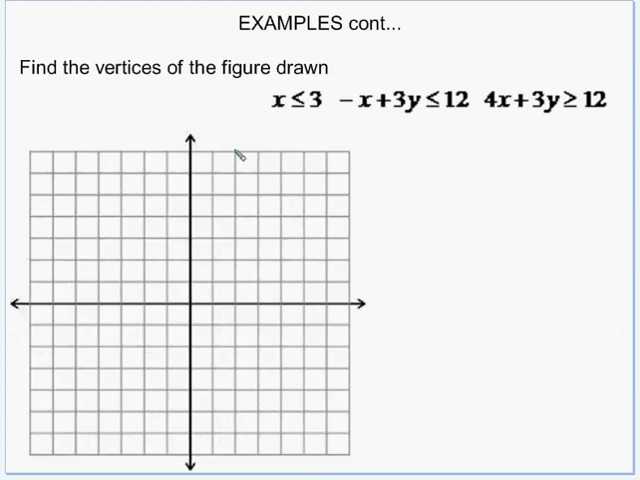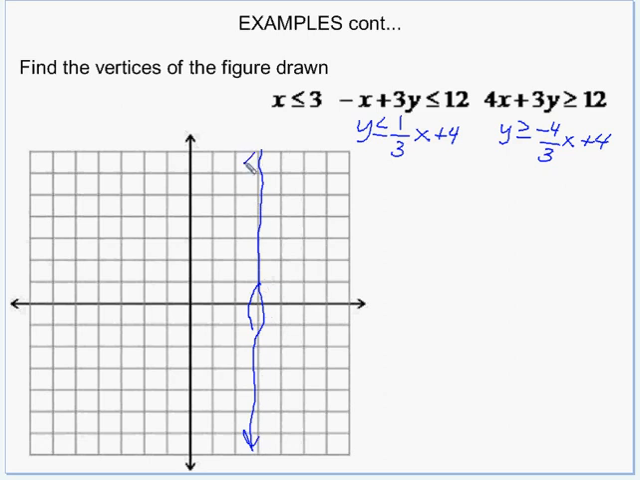Now our last one, we want to find the vertices of the figure drawn. So we need to put all of these in slope-intercept form. This one's fine, but this one over here is going to be y is less than or equal to 1 over 3x plus 4. Then our third equation is going to be y is greater than or equal to negative 4 over 3x plus 4. So we have x is less than or equal to 3, so we have a solid vertical line and shading to the left. Everything less than.